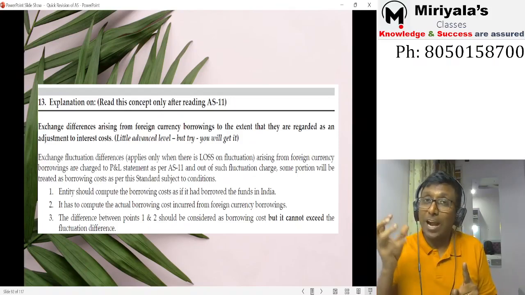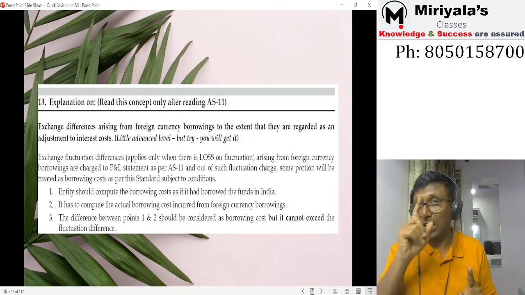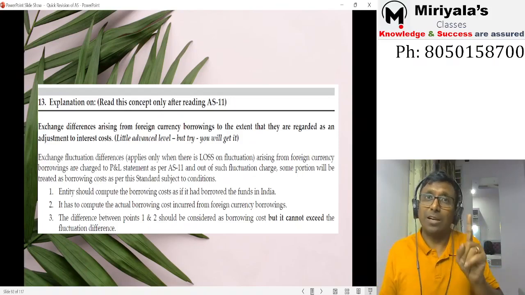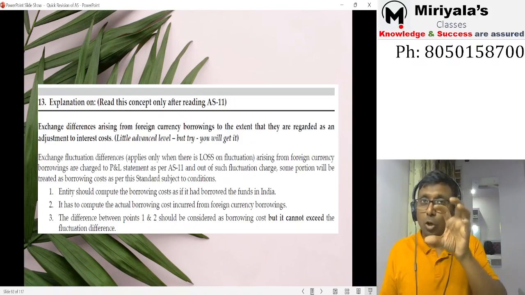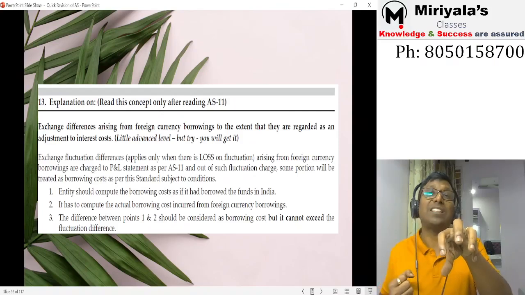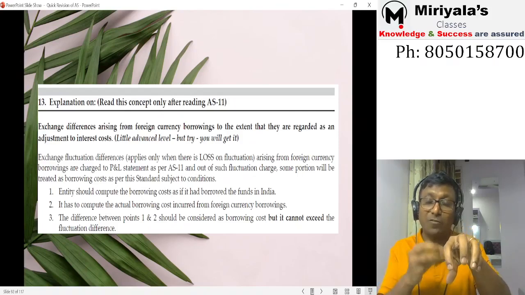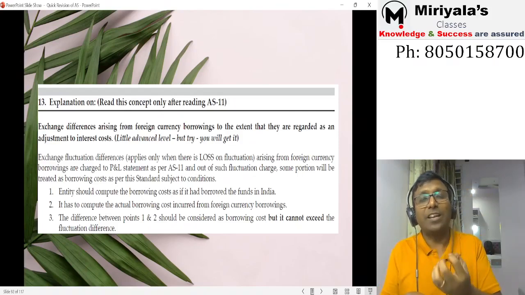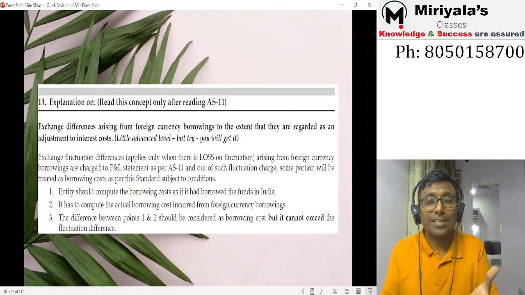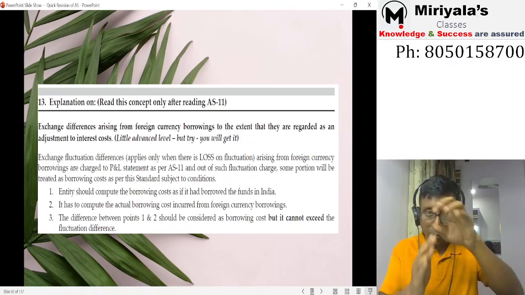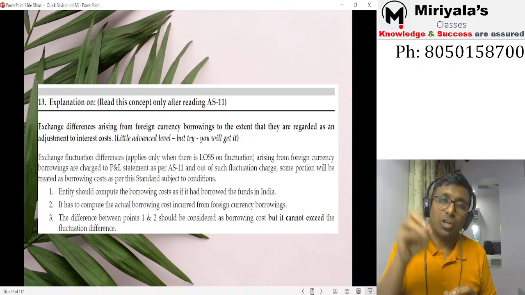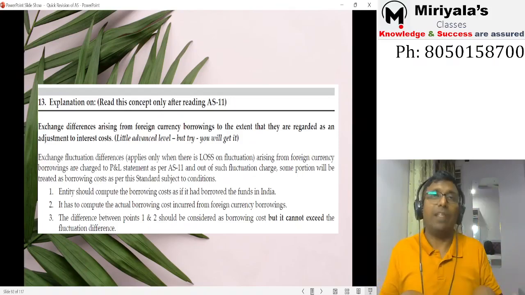So if I had borrowed in India, how much would I have capitalized? 1 lakh I would have capitalized. But by borrowing from outside, how much are you losing? 1 lakh 10,000. So out of 1 lakh 10,000, 1 lakh should be considered as capitalization, because whatever you have borrowed has been used for the purpose of a qualifying asset. Out of 1 lakh 10,000, 1 lakh should be capitalized. 10,000 will be treated as foreign exchange loss as per Accounting Standard 11. I hope you have understood. Right, excellent.